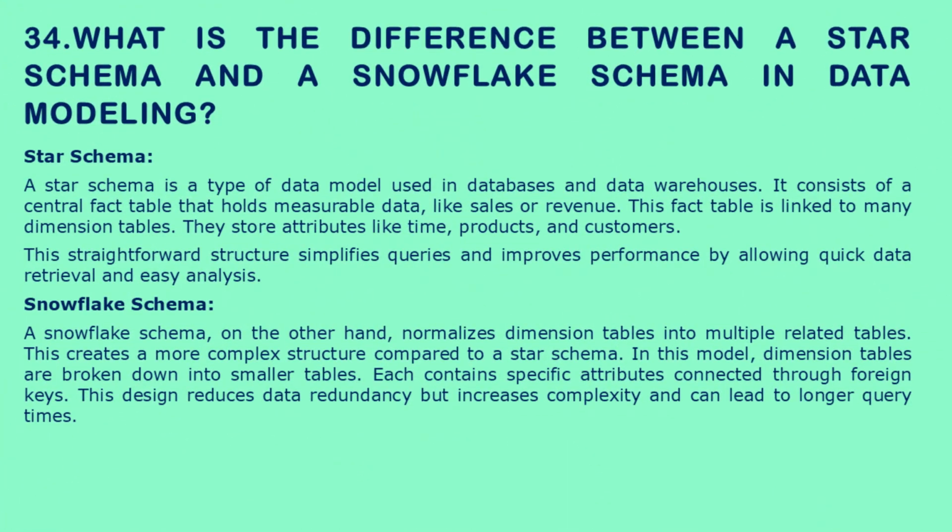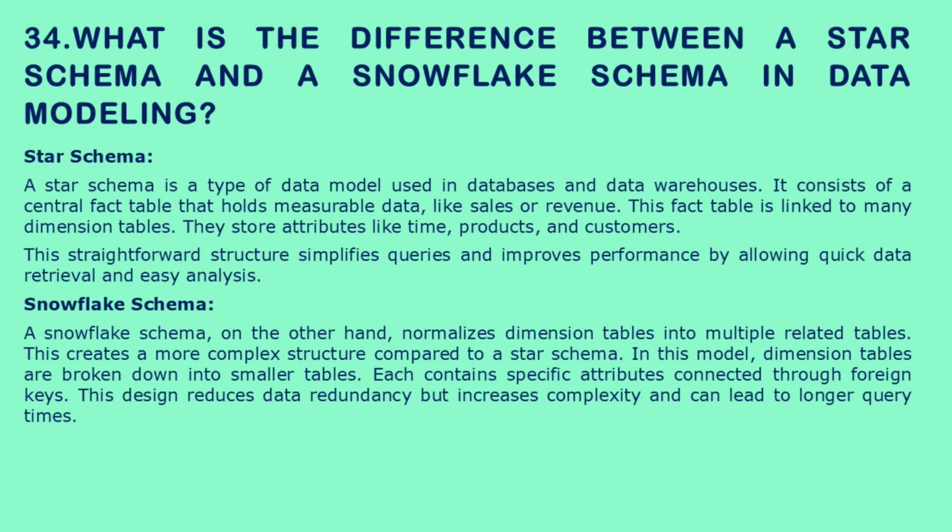What is the difference between a star schema and a snowflake schema in data modeling? Star schema. A star schema is a type of data model used in databases and data warehouses. It consists of a central fact table that holds measurable data, like sales or revenue. This fact table is linked to many dimension tables. They store attributes like time, products, and customers. This straightforward structure simplifies queries and improves performance by allowing quick data retrieval and easy analysis.